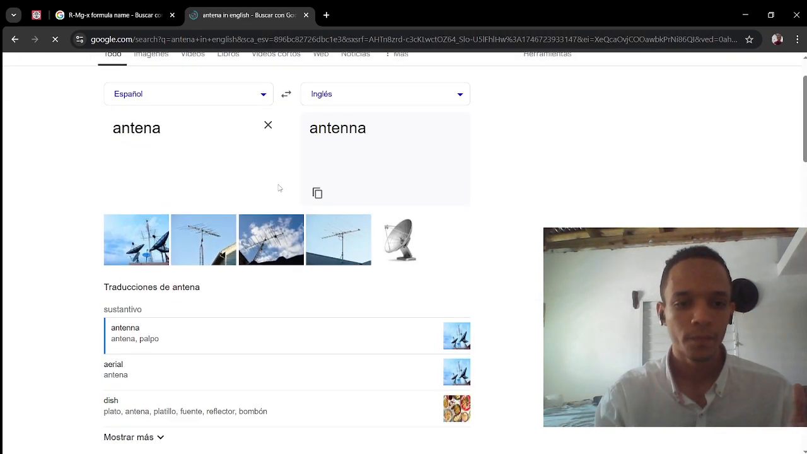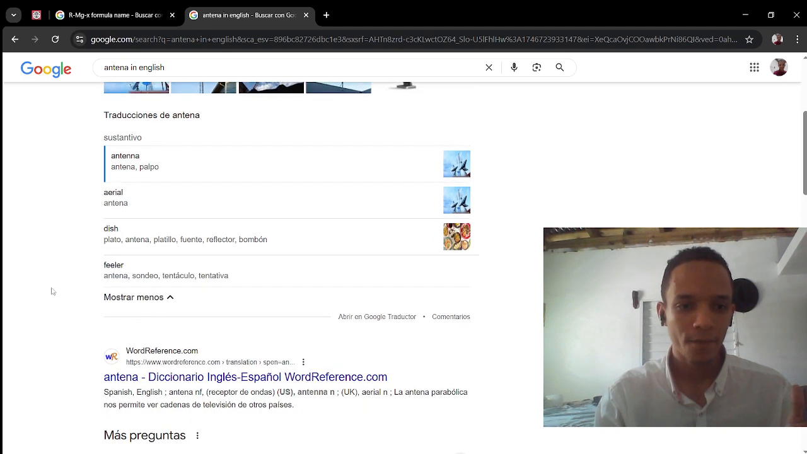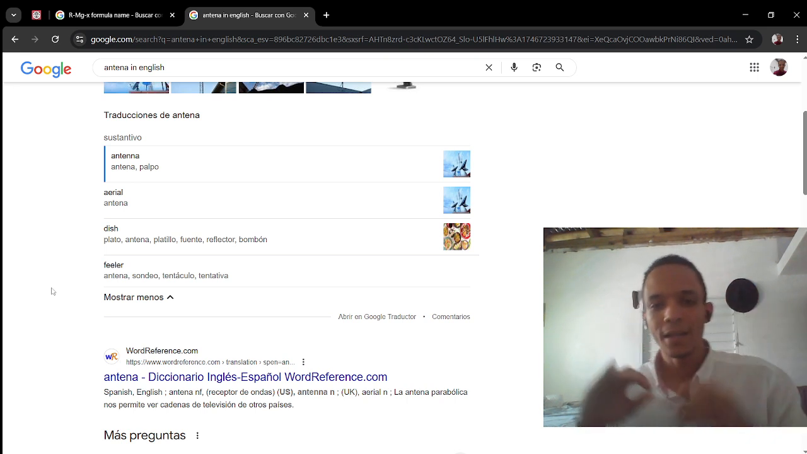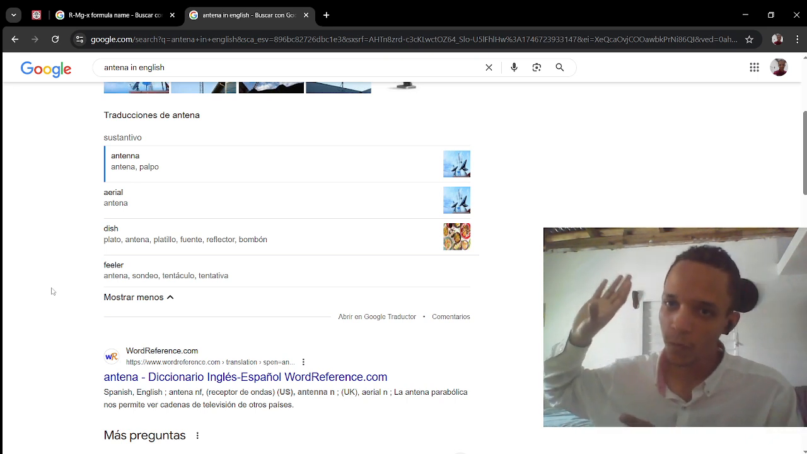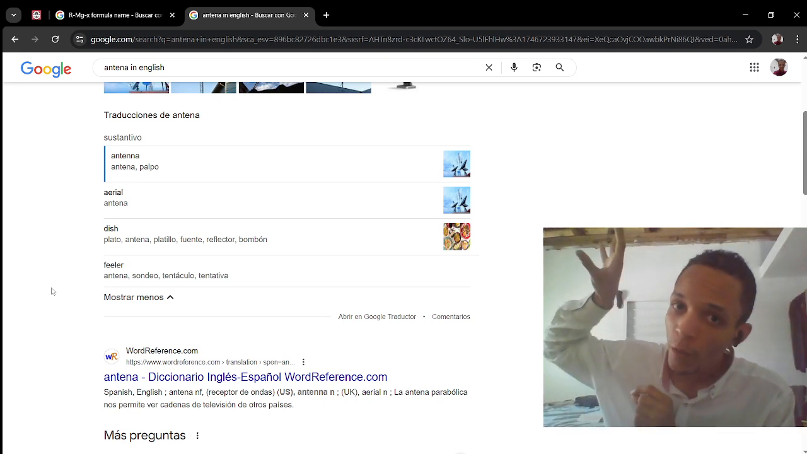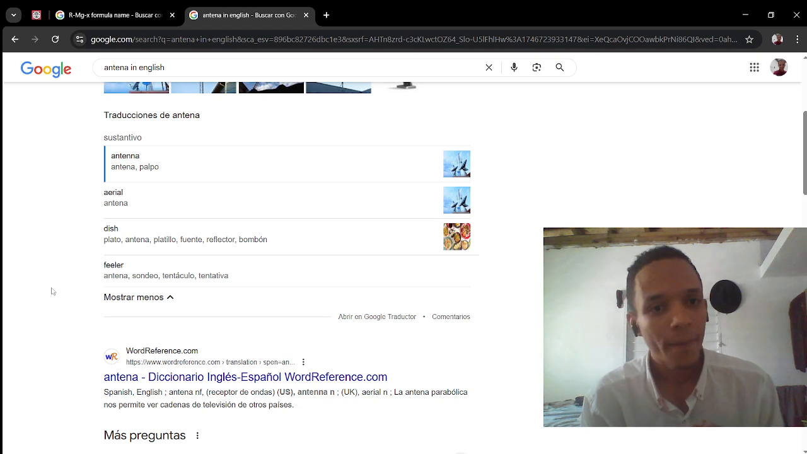Okay, it is called feeler, dish, and aerial. Okay, the aerial that you put over your roof. Sorry, not your roof, your roof. You put the aerial to get signals, right?